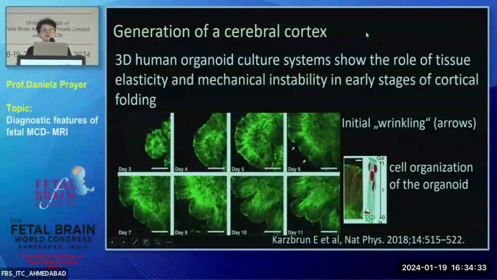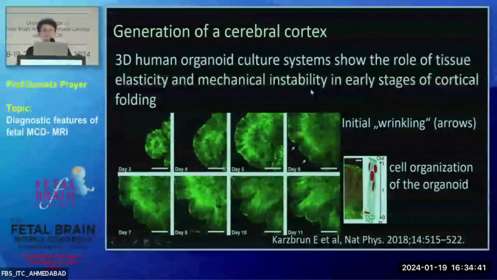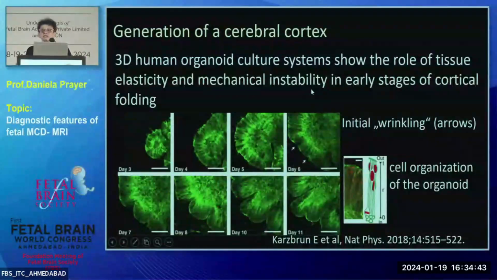Well, with the help of organoids, this could be copied somehow. And you see there is the mechanical instability that leads to early stages of cortical folding. And you see here the initial wrinkling of the cortex and later the formation of the cortex. And then there was the cell organization of the organoid, very similar to a human cortex.